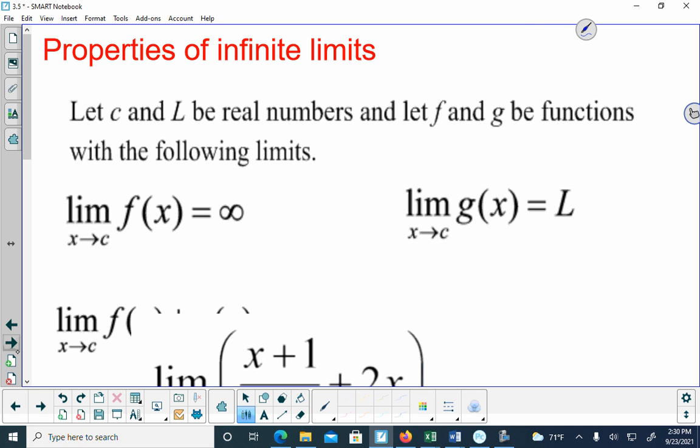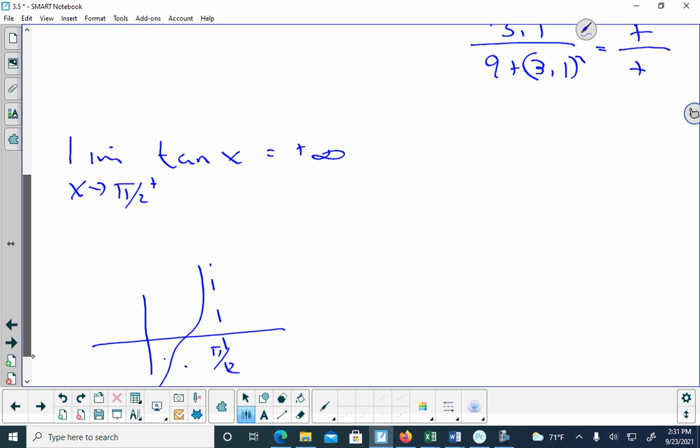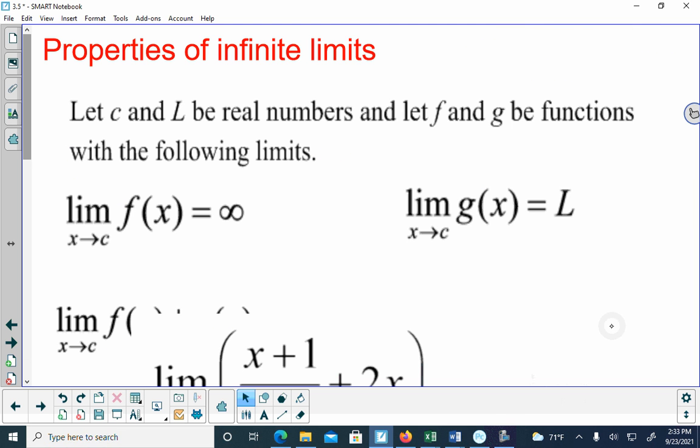All right, properties of infinite limits. So if I have f of x, wait, you can't graph that. Positive infinity. Yes, you can. Oh, you can't, it's not on my graph. Okay, these are properties of infinite limits.